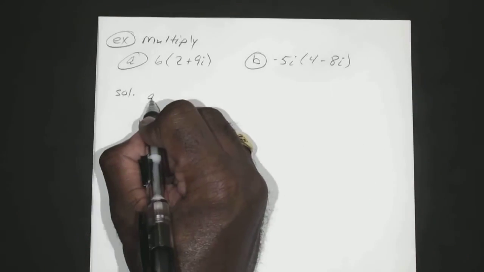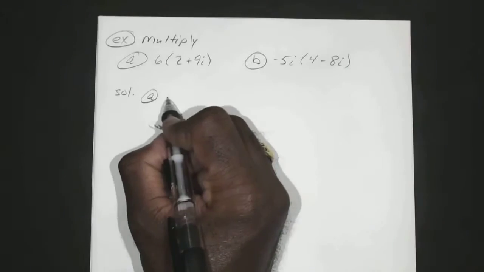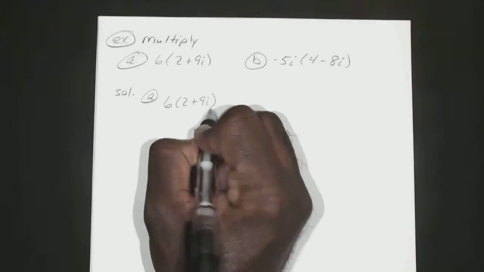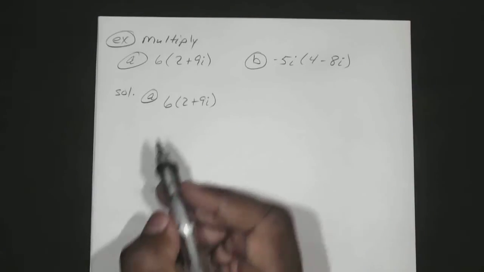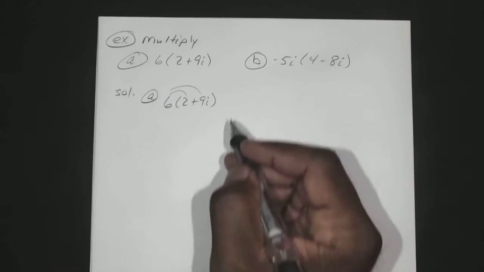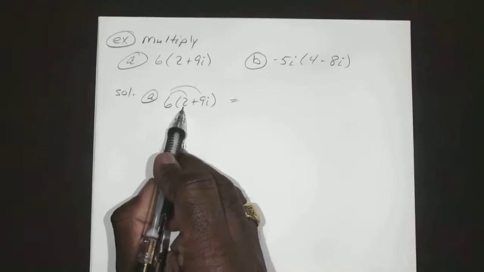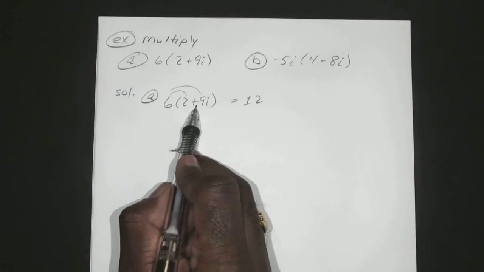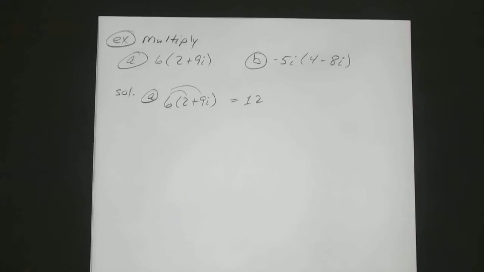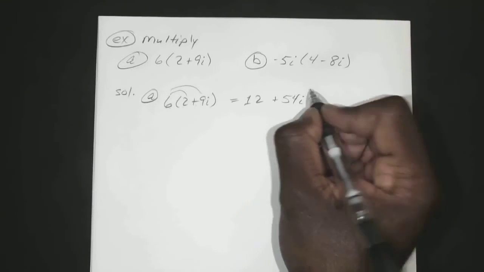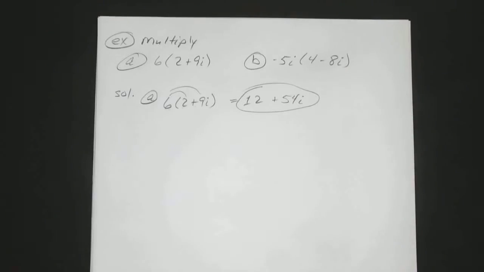Okay, so for A, if you have 6 times 2 plus 9i, just go ahead and distribute it. So you have 6 times 2, which is just 12. And you have 6 times 9, which is 54. So you have plus 54i. Now with that one, that's as far as you have to go.